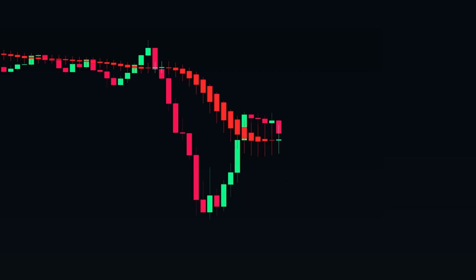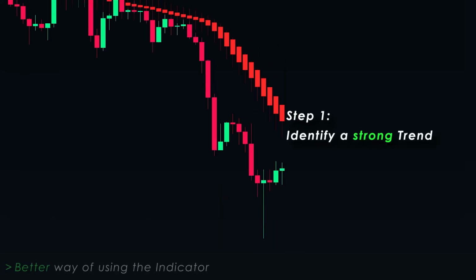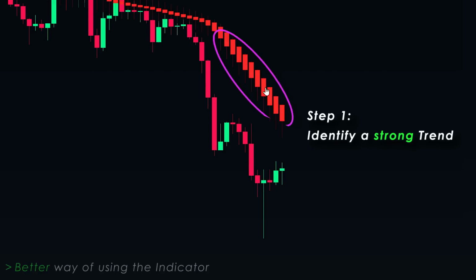Now, I'm going to reveal a better way of using the smooth Heikin Ashi indicator. The first step is you want to find a strong existing trend, like in this example. Here, you can see that the price is going down while the indicator is displaying large red candles, indicating that the price is on a strong downtrend.